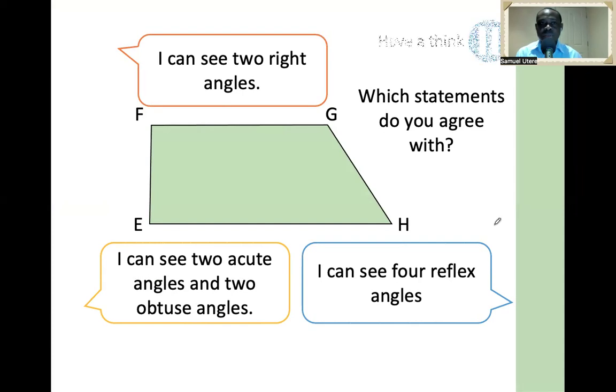Well, let's investigate. Remember, we can use a set square to check whether the angle is actually 90 degrees. And you can see that this angle is only slightly more than 90 degrees. Let's start using the correct convention from our previous lesson: angle GFE. Remember, the middle letter tells us the position of the angle, F. So it's not a right angle. That statement is not right. We cannot see 2 right angles.